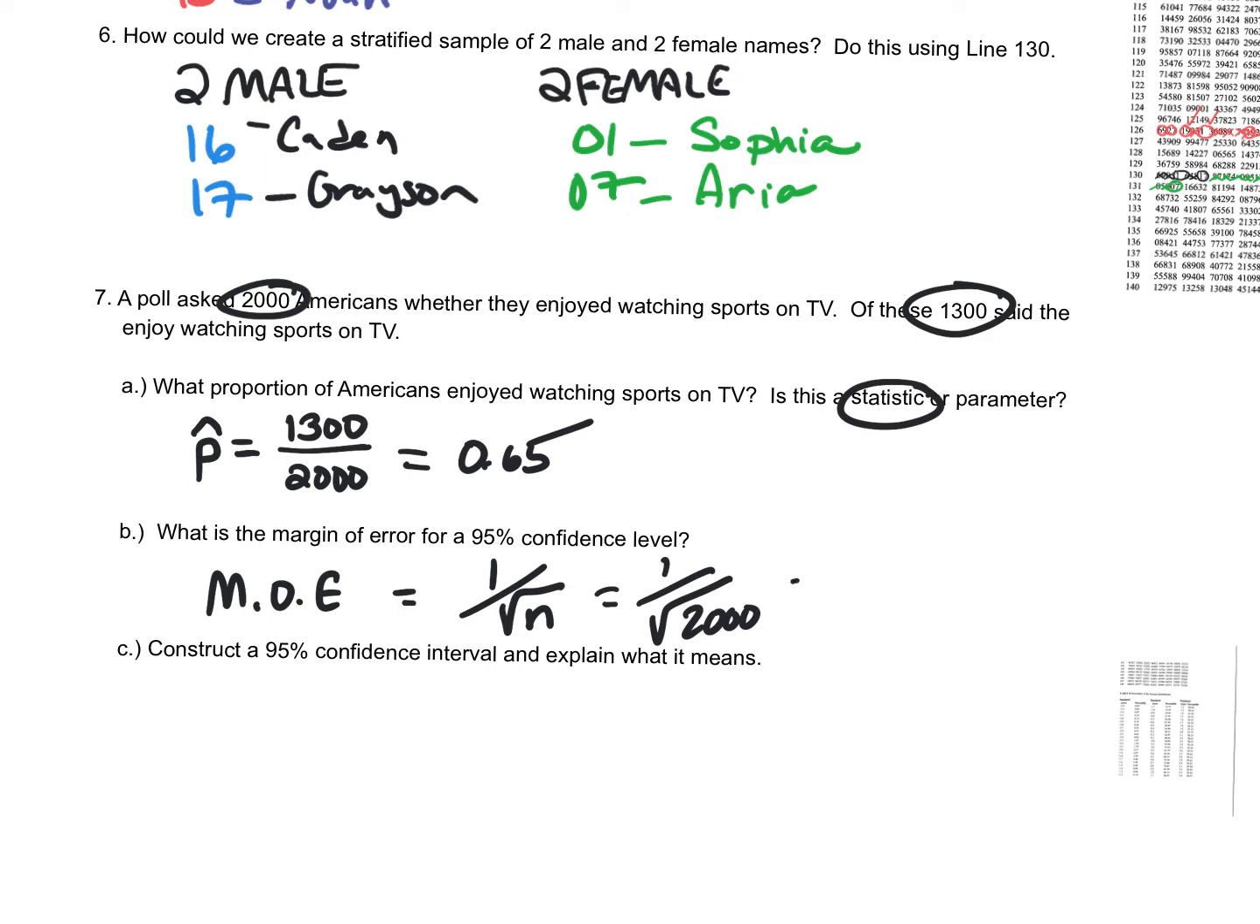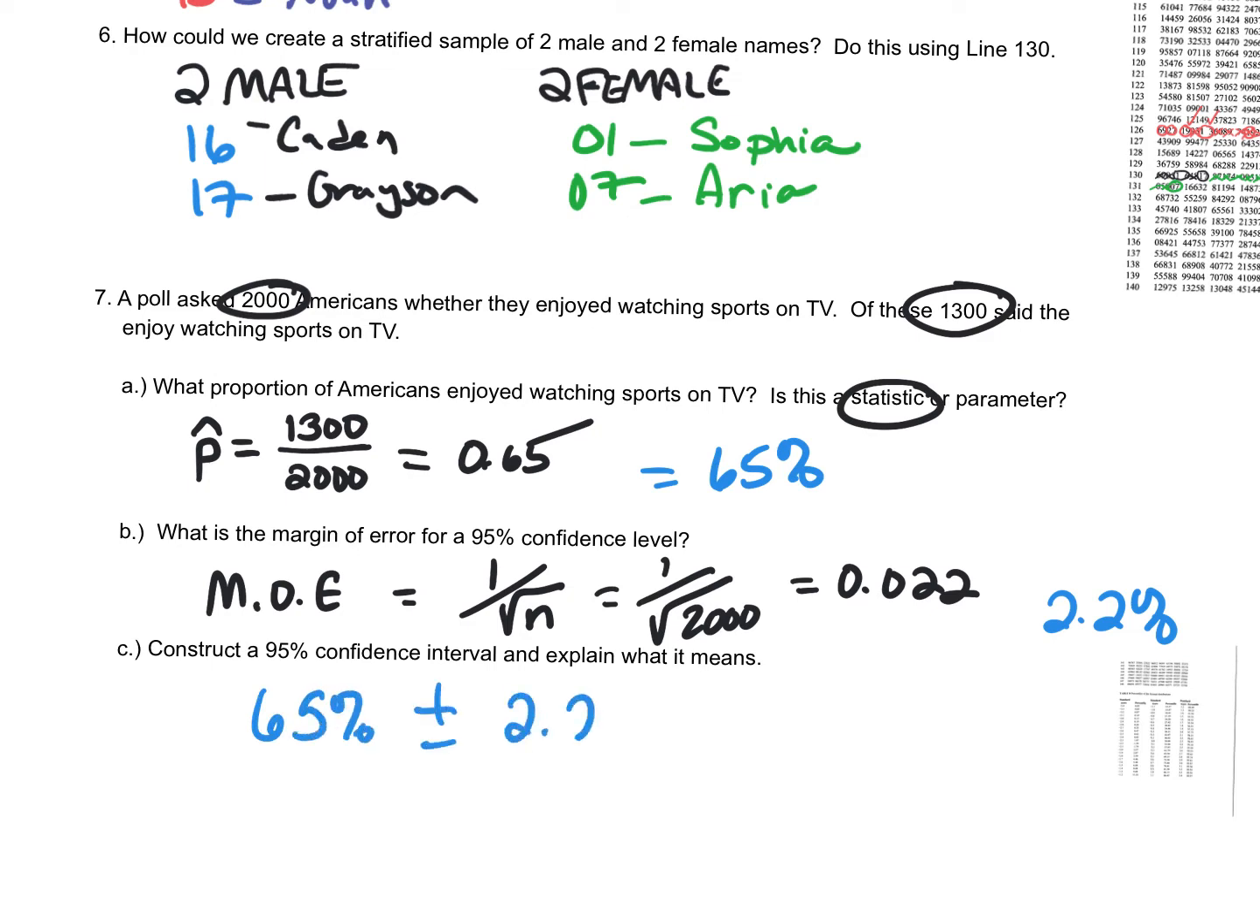So this is going to turn out to be 0.022. So we know our statistic was 65%. In our margin of error, if we take 0.022 as a percent, that's 2.2%. Okay? So construct an interval. Remember, the interval is going to be 65% plus or minus my margin of error. And this is going to give a region for us to estimate the proportion of all people who like sports.